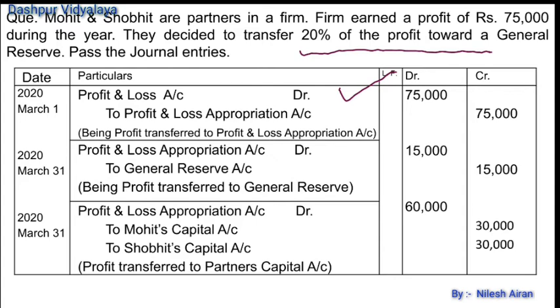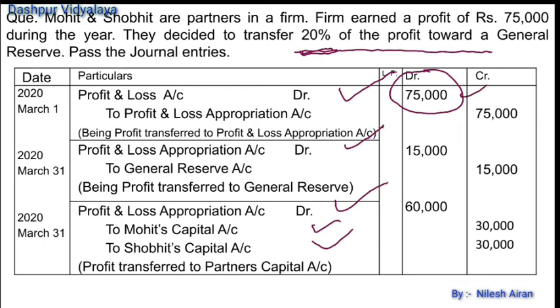Then profit and loss appropriation account debit to general reserve account. 20% of the profit is to be transferred to the general reserve. It means 20% of 75,000 will be 15,000. Now, the remaining profit will be transferred to the partners' capital account. Profit and loss appropriation account debit to Mohit's capital account and to Shobit's capital account.